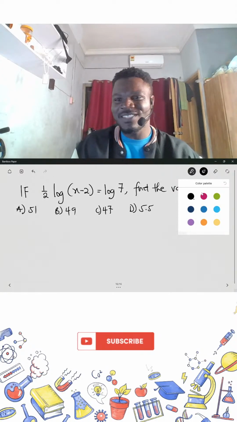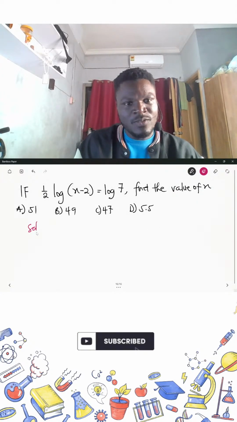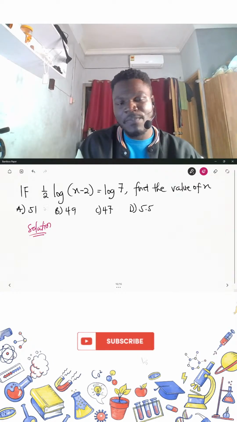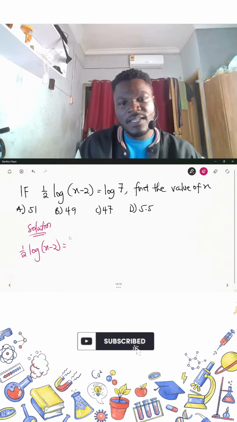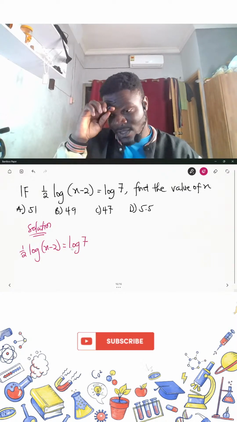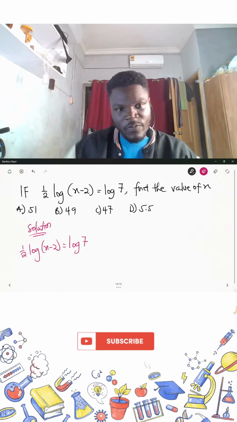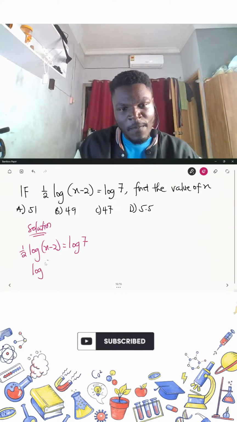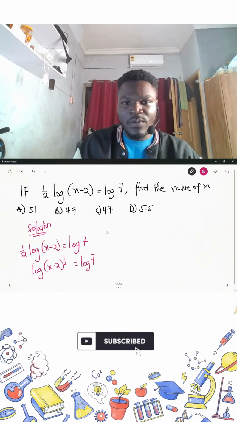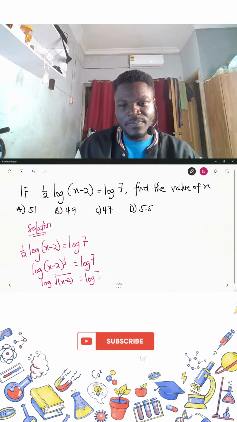Okay. So let's look at the solution to this problem. Fairly easy. So for this particular problem, we have half log base x minus 2, and this is equal to log base 7. So like I said, when we have a number in front of the log, you send it to become the power of the number itself. So this is log x minus 2 raised to the power half, and this is equal to log 7. Are we okay? Now we can rewrite this as log root x minus 2 is equal to log 7.